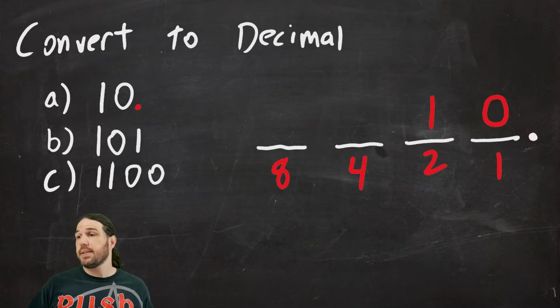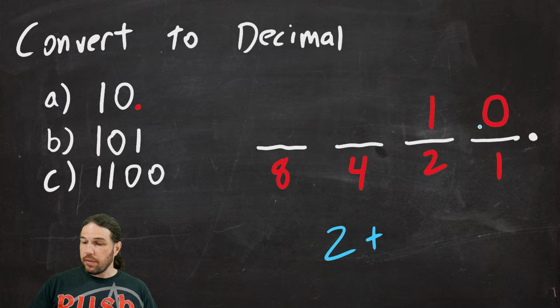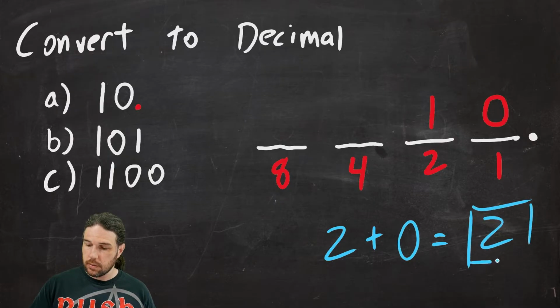So, what is this number 1, 0? Well, we've got a 1 in the 2's place, and then we've got a 0 in the 1's place. 2 plus 0 is 2.